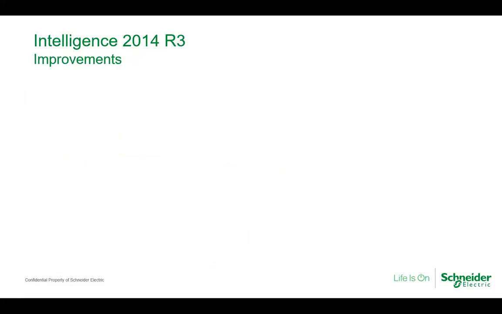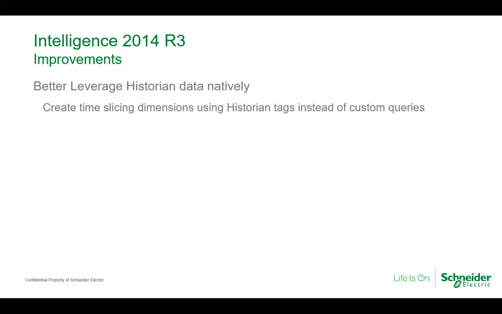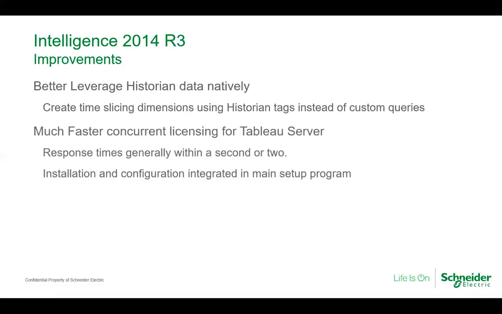Other improvements in the Intelligence 2014 R3 release are the ability to better leverage the historian data natively. For example, being able to create a time slicing dimension using historian tags directly instead of having to write a custom query. Also, we have a much faster concurrent licensing for Tableau Server, now leveraging a new API from Tableau Software that allows us to acquire and release a license almost instantaneously. Also, installation and configuration of the licensing add-on was integrated into the main setup program.